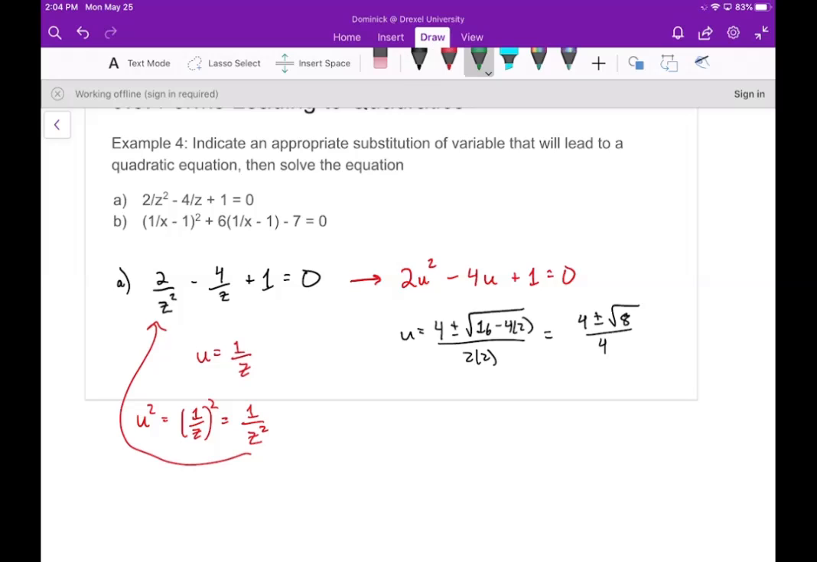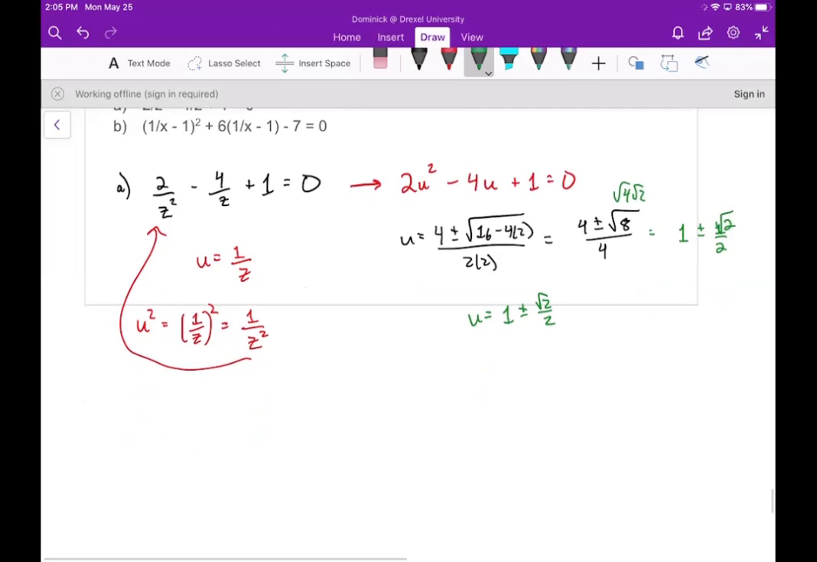And if we think of square root of 8 as square root of 4 times square root of 2, we're going to get a 1 once we separate, plus or minus 2 over 4, or 1/2 square root of 2, or just square root of 2 over 2. So now that's u. So u is equal to 1 plus or minus square root of 2 over 2. But we don't want what u is, we want what z is. So now we just need to take this one last step and say that 1 over z, since that's what u is, is 1 plus square root of 2 over 2.